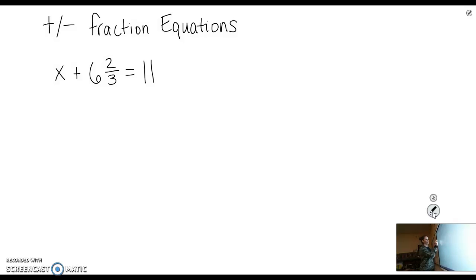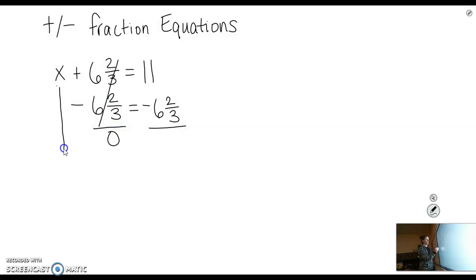So we know that to solve for x, we have to isolate x. So if this is an addition problem, I'm going to do subtraction, 6 2/3, to both sides of the equation. Okay, so this is 0 because these cancel out and I bring down my x equals 11 minus 6 2/3.